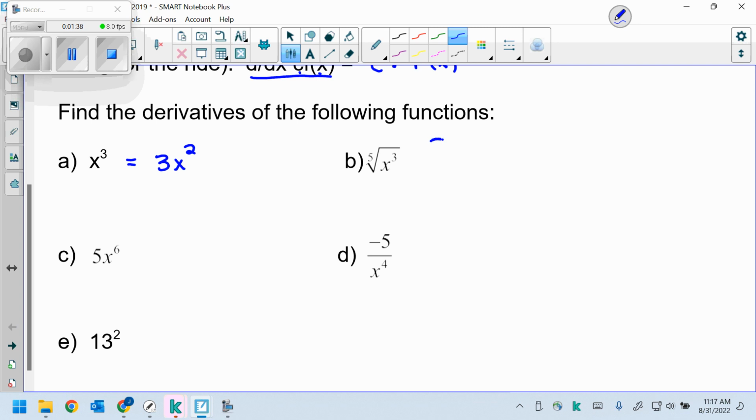This one. Let's think of this as finding the derivative of x to the 3/5. If I'm going to find the derivative of that, I am going to bring the 3/5 around front, and now I have to make that exponent smaller by 1. And if you take 3/5 and subtract 1, or subtract 5/5, you get that.